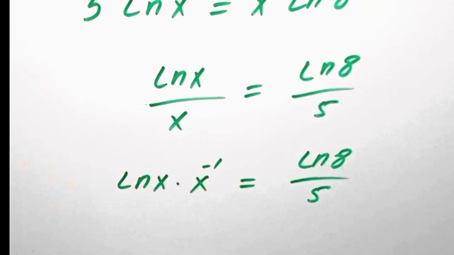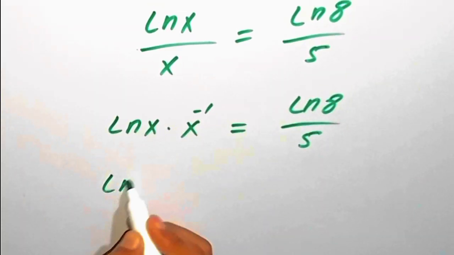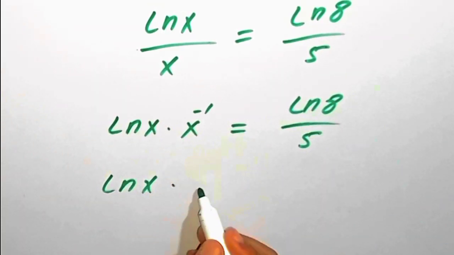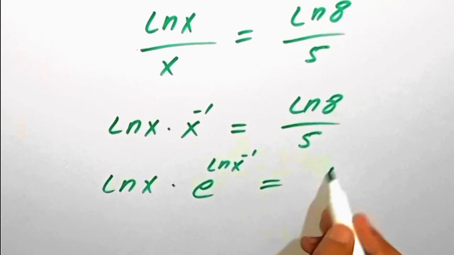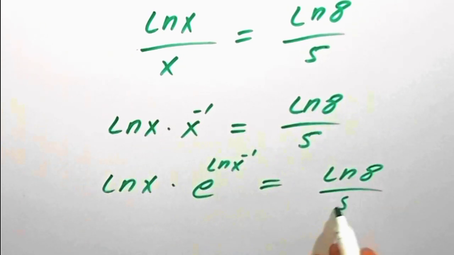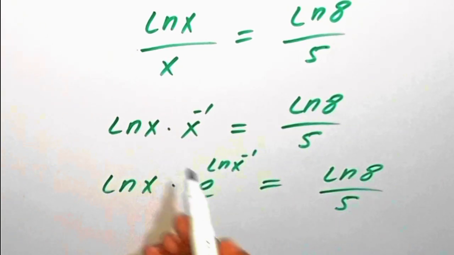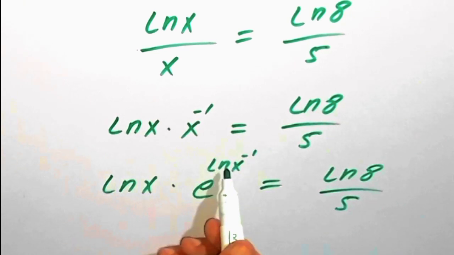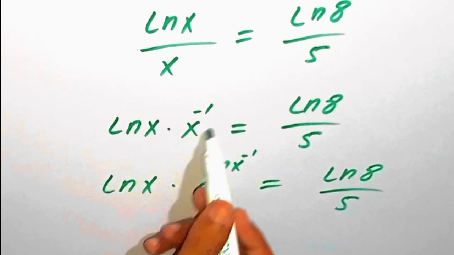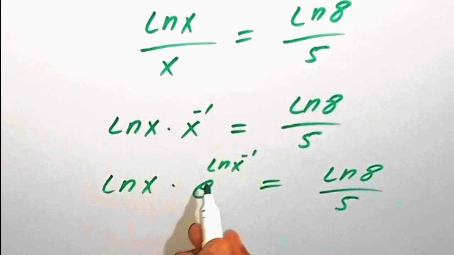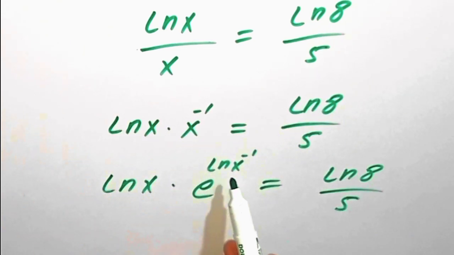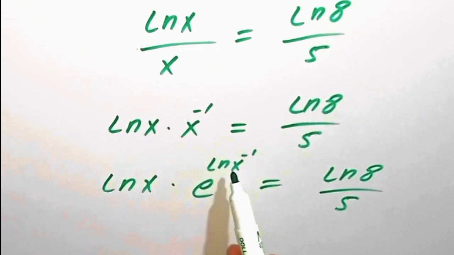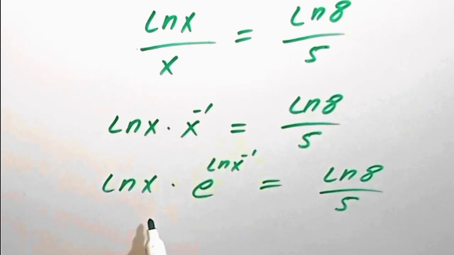In the next step we write this x to the power minus 1 as e to the power ln of x to the power minus 1, because e and ln cancel each other out. Because here x has minus 1 in the power, we multiply by minus 1 on both sides.